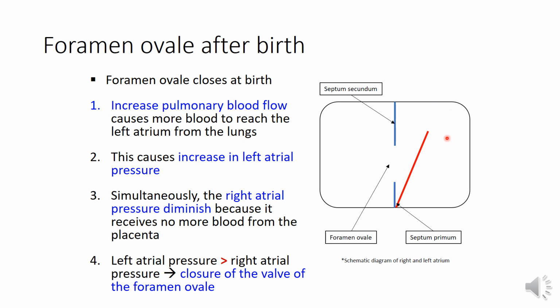So the pressure in the left atrium is higher than the right atrial pressure, which will mechanically cause closure of the foramen ovale. Okay, high pressure here, low pressure here. So the septum will be closed automatically. So now the foramen becomes the fossa ovalis.